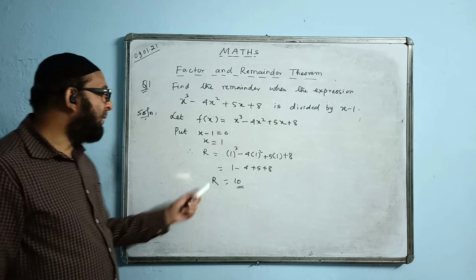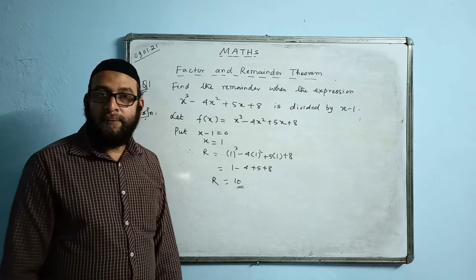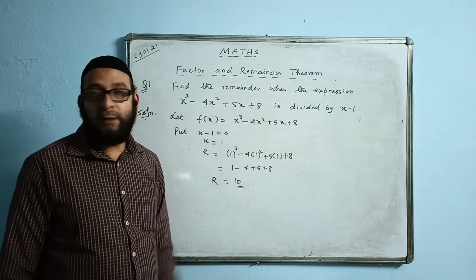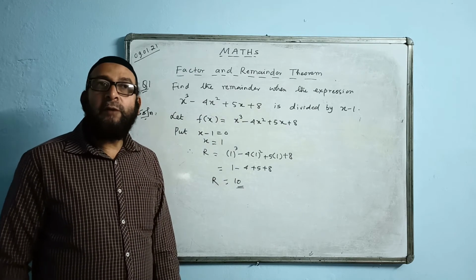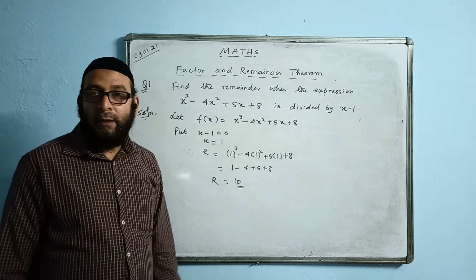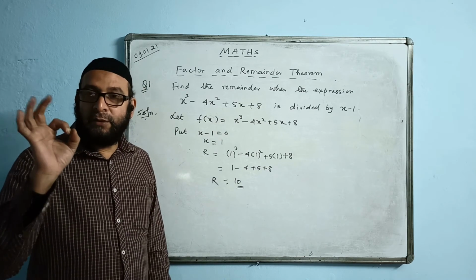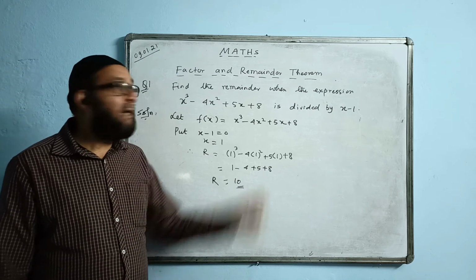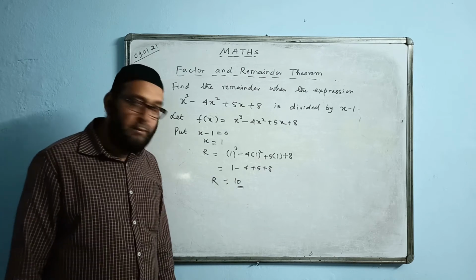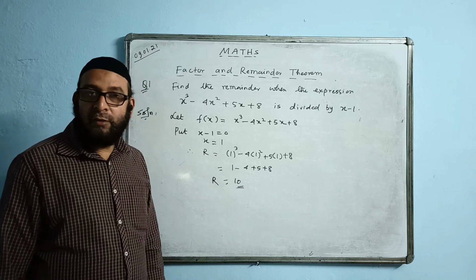By chance, if the remainder comes 0, that means this thing with which we are dividing is a factor of it. Or it will exactly divide this one, it will be divisible. This expression will be divisible by x minus 1. If the question says prove that x minus 1 is a factor of this expression, we will calculate the value of remainder in this manner only, and the value of remainder must come 0. If it comes 0, then whatever we are dividing with is automatically a factor. Here it is not a factor because remainder is 10, it is not 0.